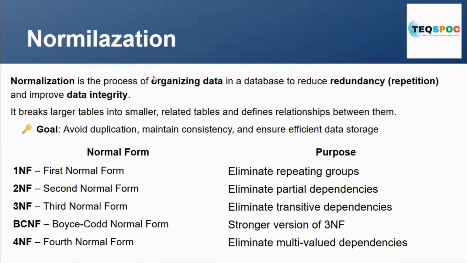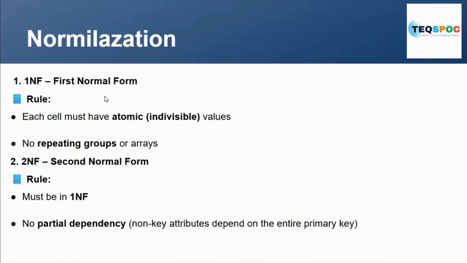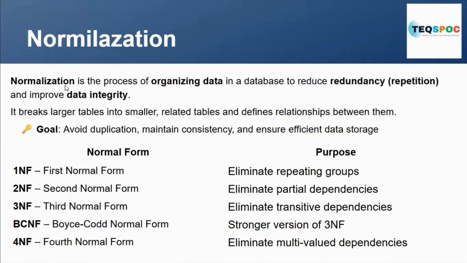Then we have normalization and denormalization in RDBMS, that is SQL. So what is basically normalization? The process of organizing data in a database to reduce redundancy and improve data integrity. Normalization is nothing but, in a database we create tables and put the data inside the tables, and the tables are kept inside the database. Normalization is nothing but organizing the data in tables inside a database. There are different types of normalization.